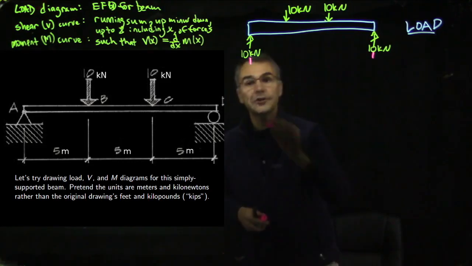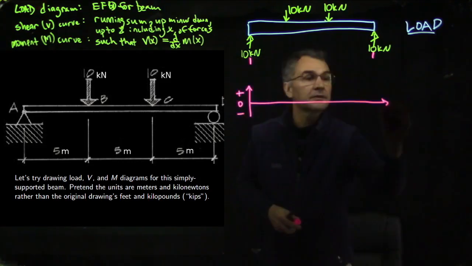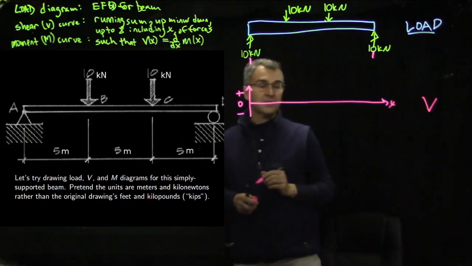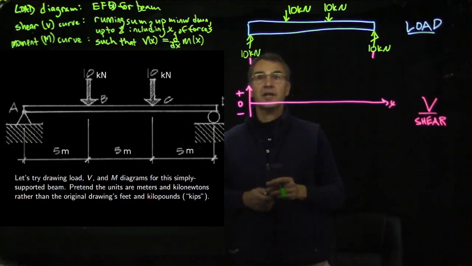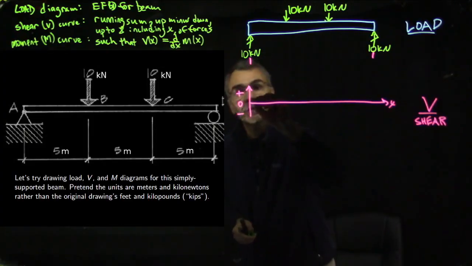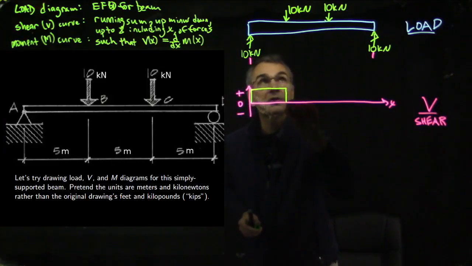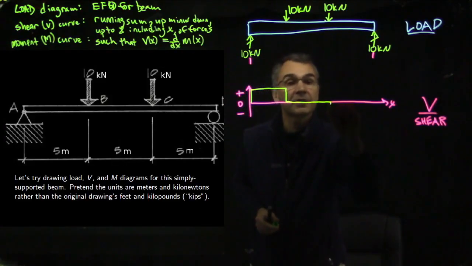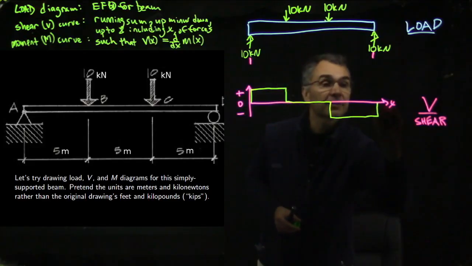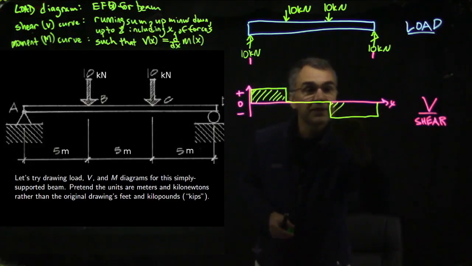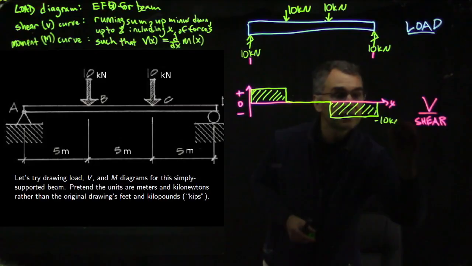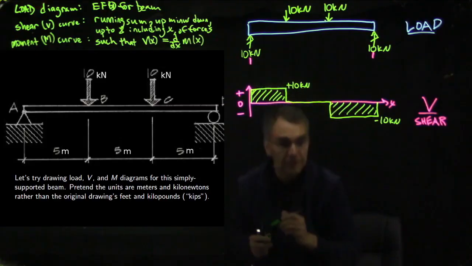Then we can draw the shear diagram, plus, 0, minus. Here's our x-axis, here's the shear diagram, a running sum, up and down, from 0 up to x. So we abruptly go up to plus 10 here, and then we go from plus 10 down to 0, we stay at 0, and then we go down to minus 10, and then we come back to 0. So this is plus 10, this is minus 10 kilonewtons, plus 10 kilonewtons. So that wasn't too bad.